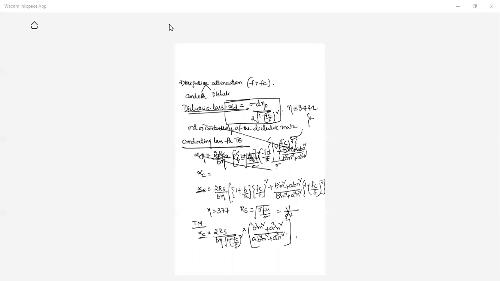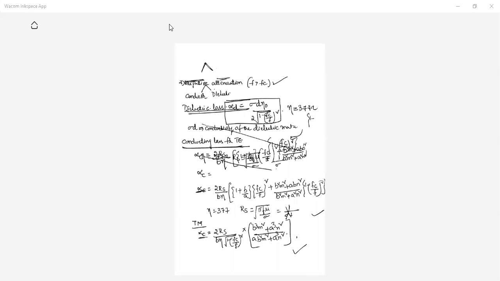The dissipative attenuation is due to two things. One is conductor losses, another one is dielectric losses. So dielectric losses are calculated using this expression, and the conductor losses are calculated using these expressions.